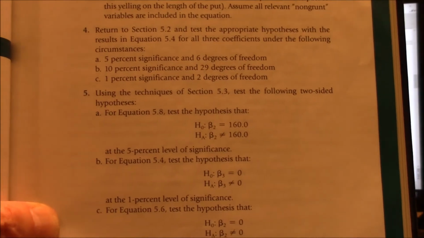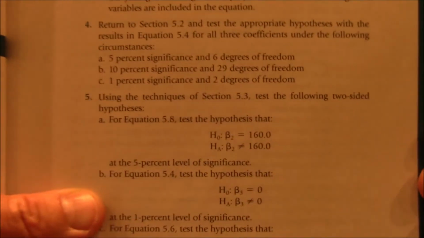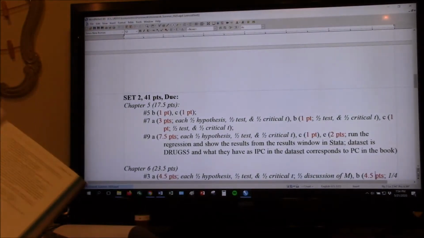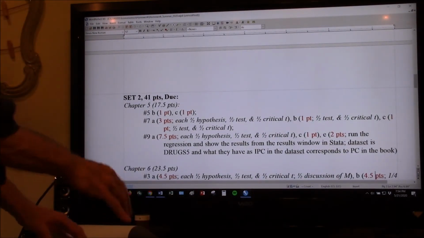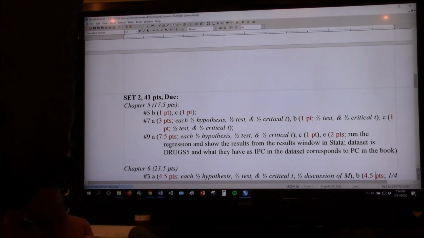Why didn't I assign A? That's never going to come up. It's never going to come up in real life that you need to see whether or not something is equal to some specific number other than 0. I say that it's exceedingly rare, so I didn't want you to spend your time on that. Number 7, I have you do A, B, and C.